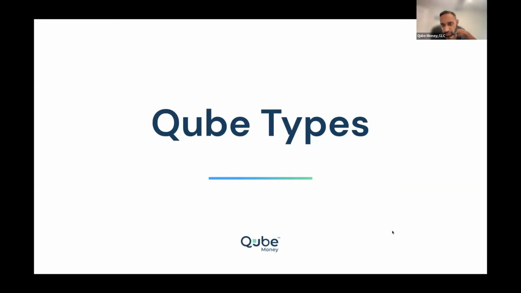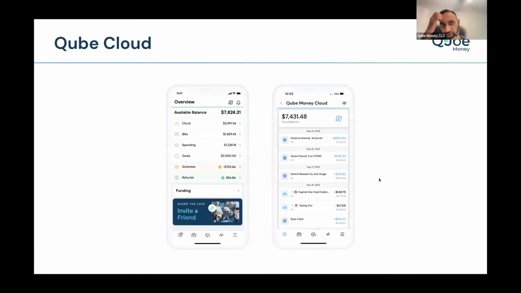All right, so just building on that money movement map, let me go through some of the Qube types. First up is Qube Cloud, and really it is unallocated money. You could think of it as being up in the cloud, and you don't have access to that money until you give it purpose, as Kaylee said. That's the main thing that's different with Qube and this system.